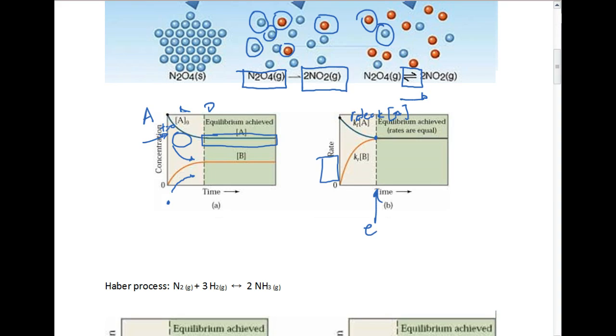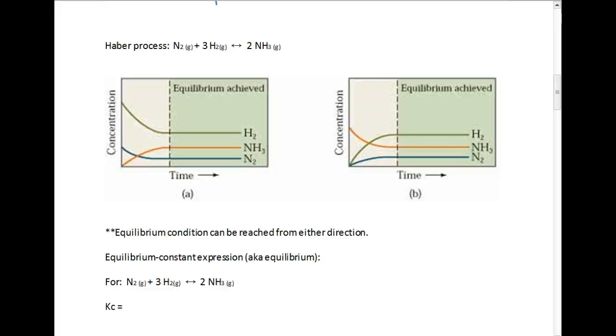So there's equilibrium occurring right there, and there's equilibrium occurring right there. So two different graphs kind of talking about the same thing. Okay. Now our next little discussion is going to be about a process called the Haber process. And the Haber process is the process by which nitrogen gas reacts with hydrogen gas to produce ammonia.